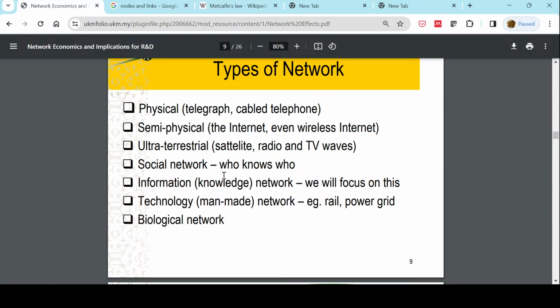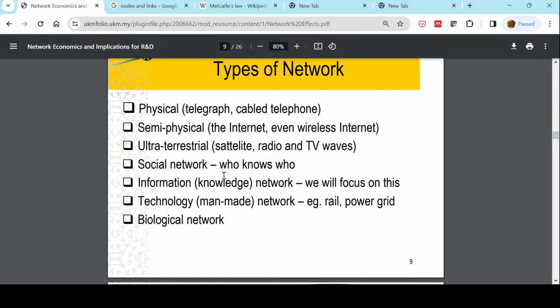The next one is ultra-terrestrial, like satellite, TV, radio, TV waves. Sometimes I wonder, radio, TV, even phone waves, are everywhere, but we cannot see them. How is it affecting our health? Well, that's another story.